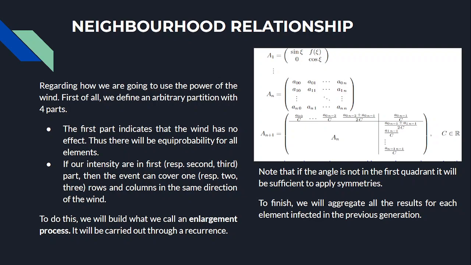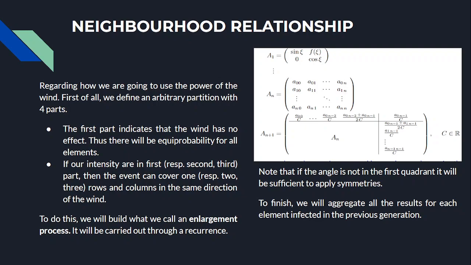Otherwise, this power may extend the scope of the phenomenon for the following iteration in the same direction of the wind. To carry that out, we're going to define a recurrence, which is called an enlargement process. As we can see in the slide, it only consists of expanding the number of non-zero rows and columns. Depending on whether our power is in the second, third or fourth part of the interval, there could be more or fewer cells that can be infected in the next step. In this way, we allow the model to increase the scope and expansion of the phenomenon.